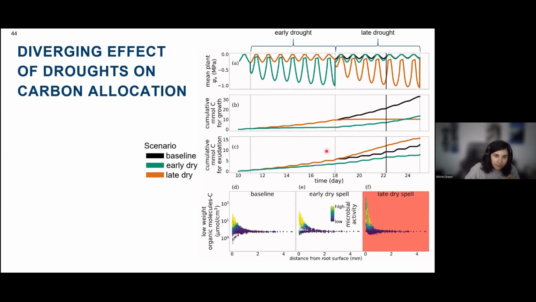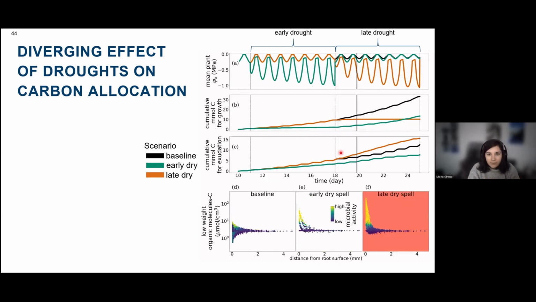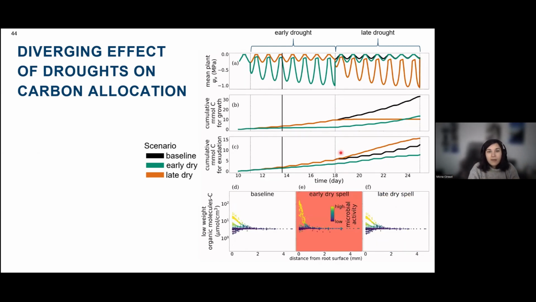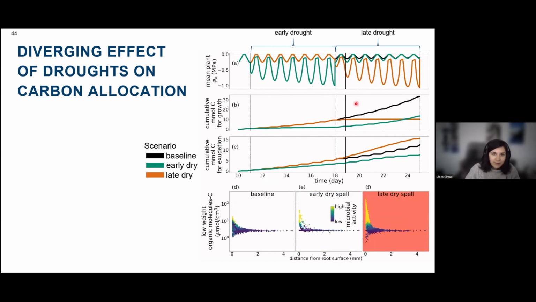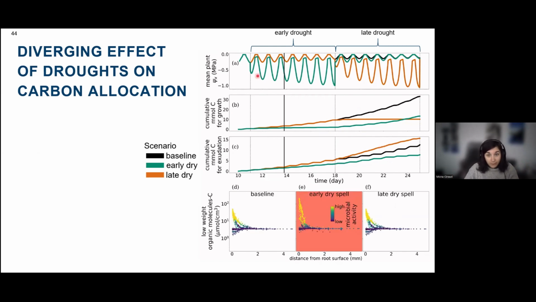But with the late dry spell, by the time it starts, the plant is already somewhat bigger, with already more starch that is stored, a higher leaf surface area and root surface area. So it has already much more carbon. And the fact that less carbon is used for growth, so we have one less carbon sink, means that we have more carbon that is available for exudation. And so we get a higher cumulative exudation. So that was for the plant.